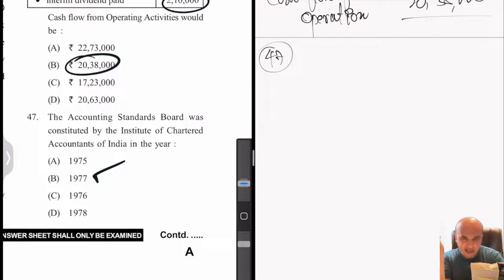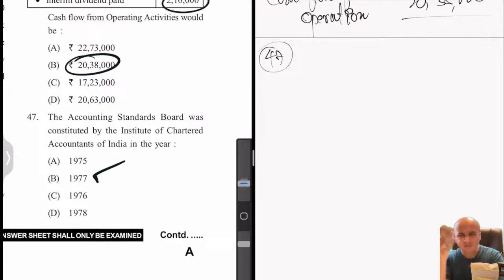So what is this ASB? Since we are talking about ASB, let us also try to understand what this ASB is. Of course, it was constituted in 1977. That is the right answer. Now, this Accounting Standards Board is responsible for formulating accounting standards for use by companies in India. And this ASB has issued a number of accounting standards which are mandatory for all companies listed on the stock exchanges in India. They also publish guidance notes on the application of accounting standards.